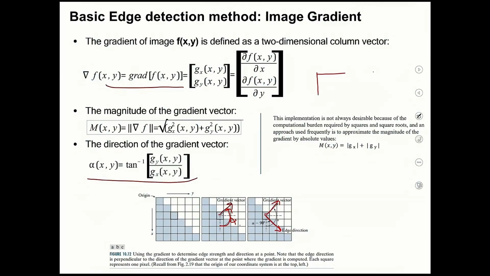Let's say you have two regions. This is black, and this is white. Let's say you only have this thing. So it means you have only what?